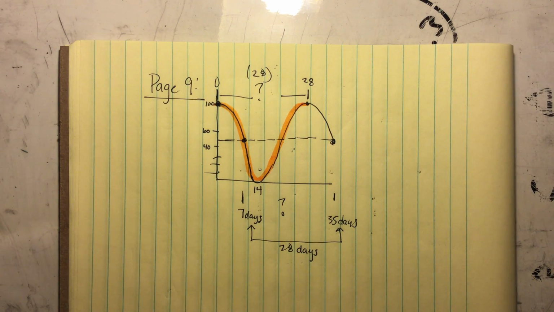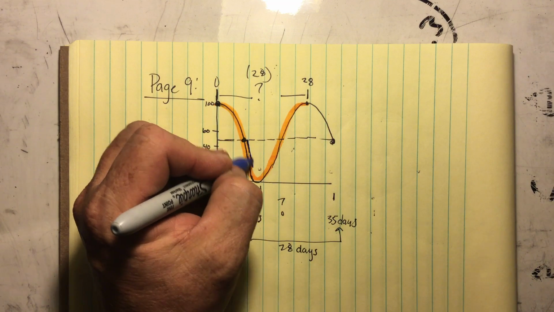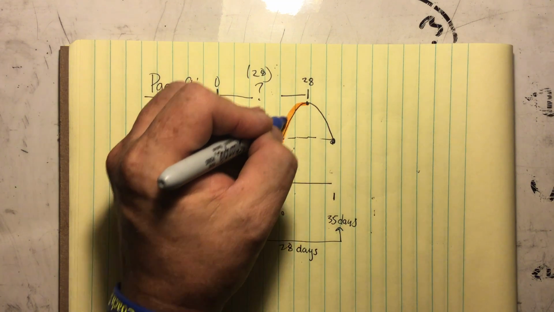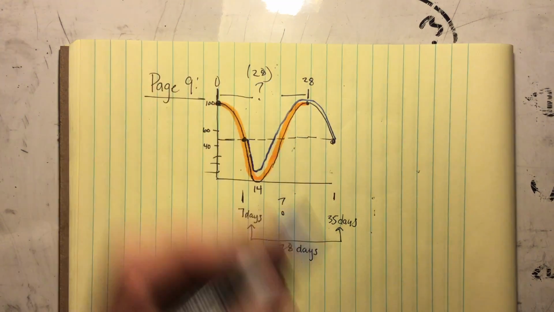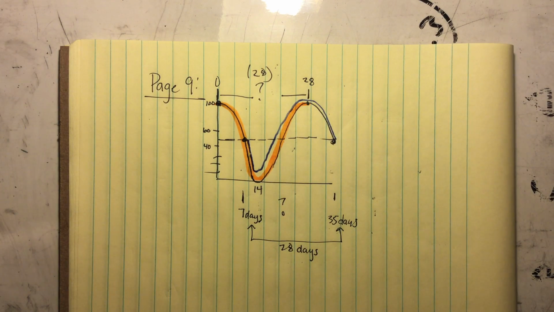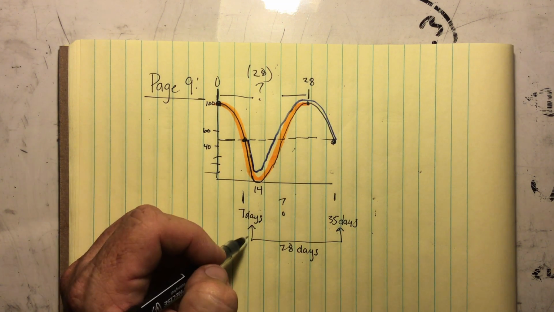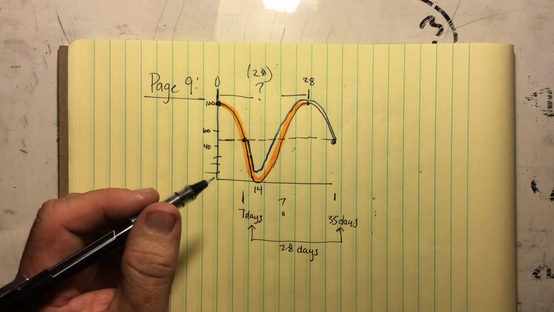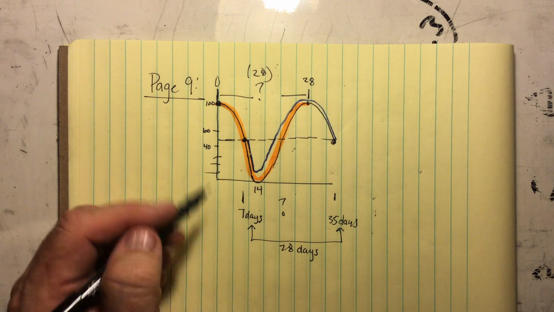Or you can start here, and there's that repeating pattern. So there's a couple of different ways you can look at the repeating pattern. So either way, the moon's period is 28 days. It takes 28 days to go around.